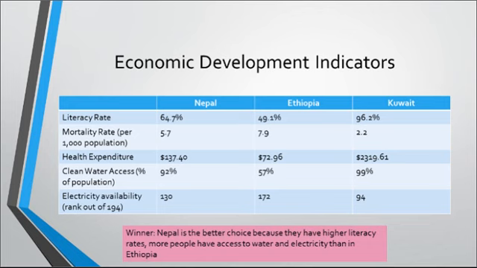The literacy rate is higher in Nepal than Ethiopia. This has correlation to Nepal's lower poverty gap. With better educated citizens, they can live better lives.